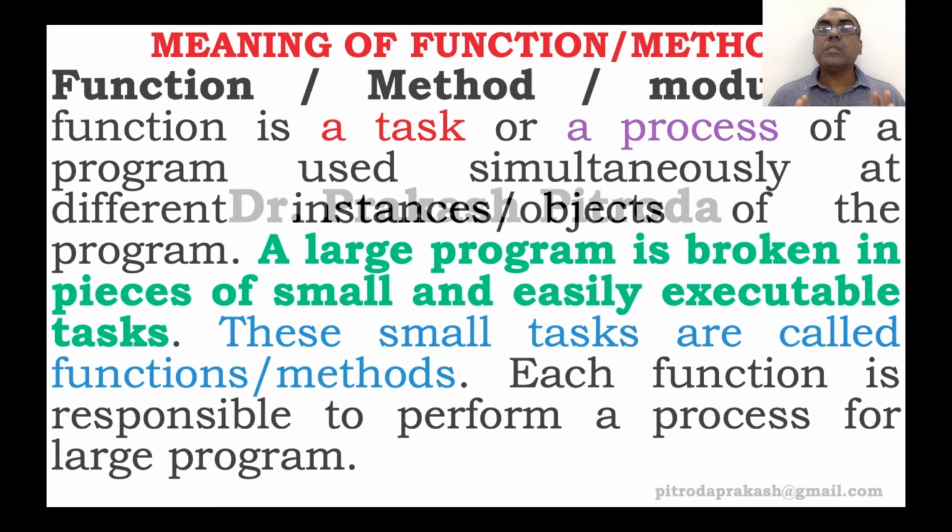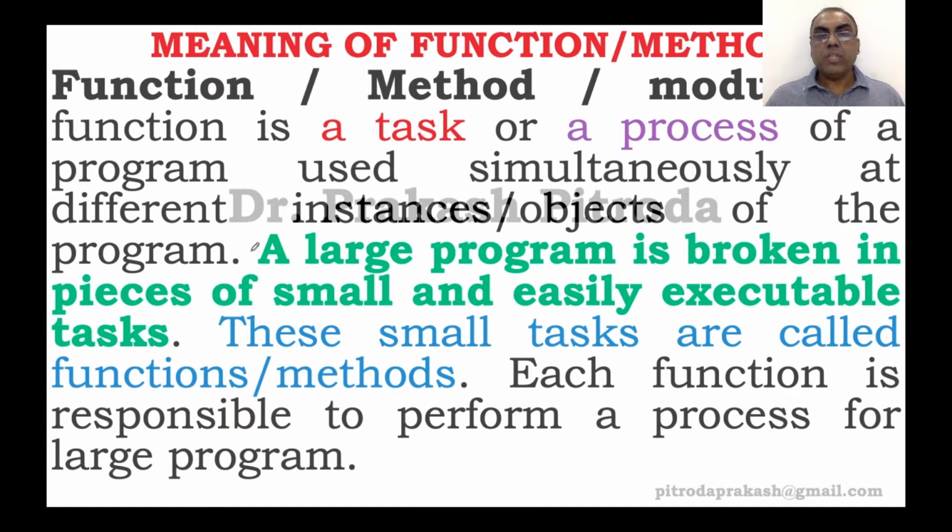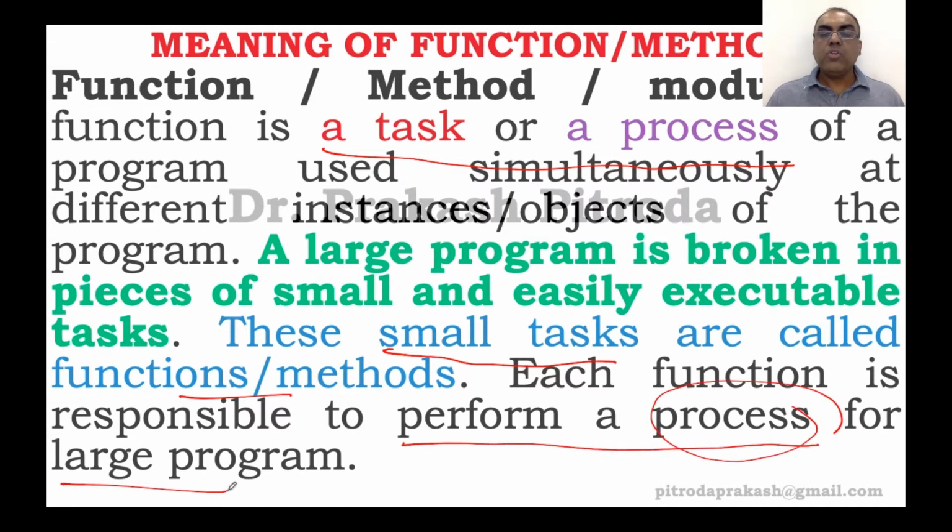So there are three major general processes. However, they are further divided again into subparts. Your function will help you to do each subpart separately, and then you will be able to execute each one of them in some sequential manner, so as to ensure that your output is generated. That is why these are small tasks, and they are called functions. That is nothing but a process. Your task is nothing but a process. So each function is responsible to perform a process. A process is one particular task of a larger program.